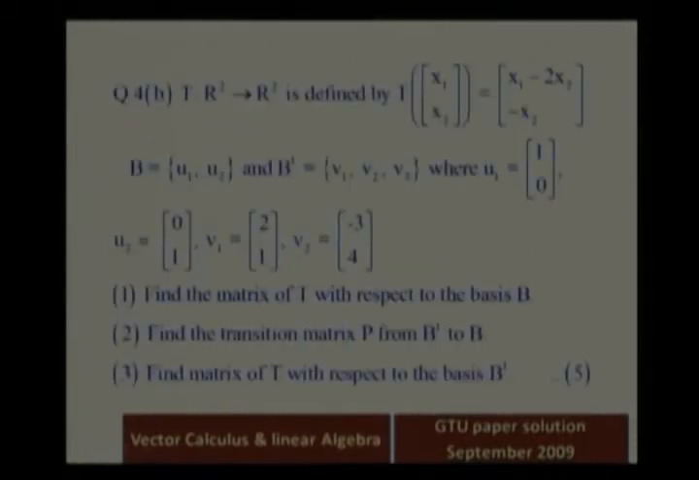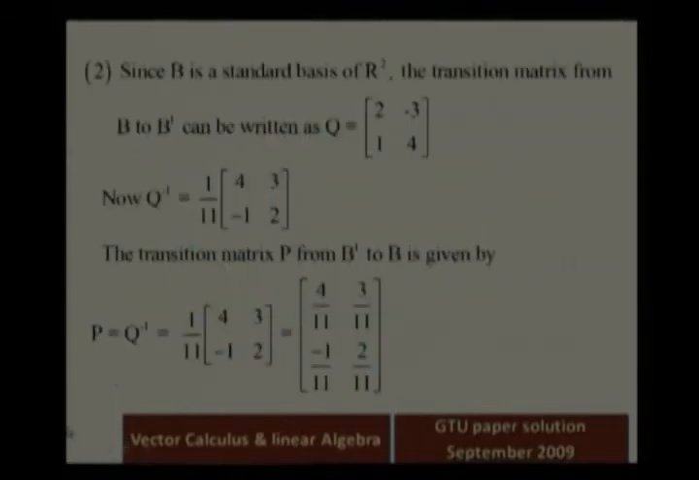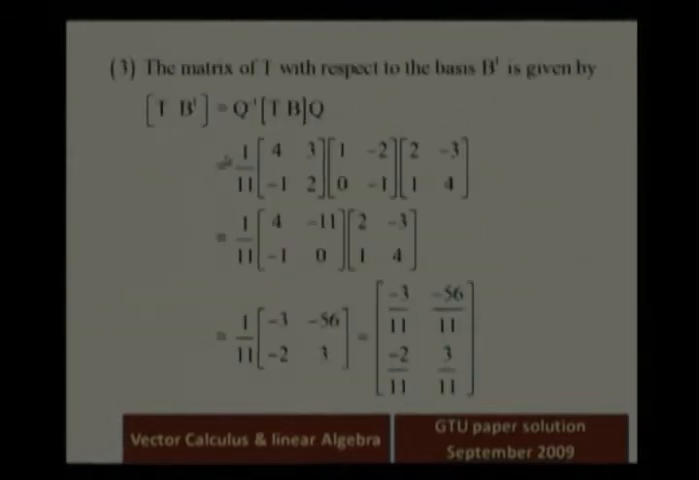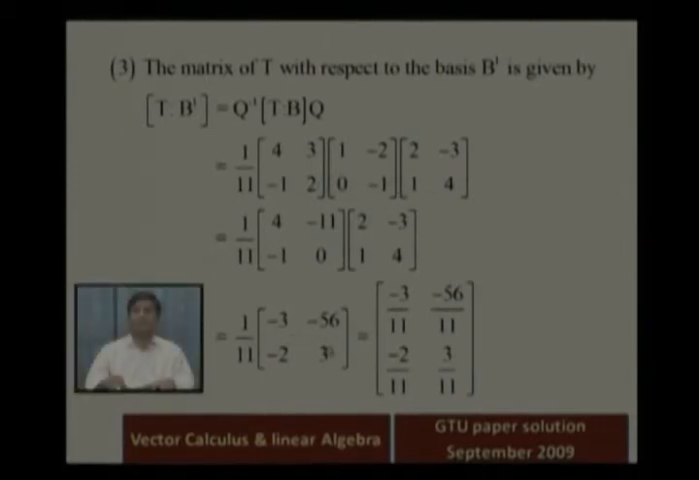And the last question is: find the matrix of T with respect to the basis B dash. Since the matrix of T with respect to the basis B dash is given by [T]_{B'} = Q inverse [T]_B Q. So 1/11 times this matrix is Q inverse, this is our transition matrix [T]_B, and this is Q. Multiplication of these three matrices is quite easy to solve. We will get [-3 -56; -2 3], right? And when we divide this matrix by 11, we get the final matrix: minus 3/11, minus 56/11, minus 2/11 and 3/11. Okay.